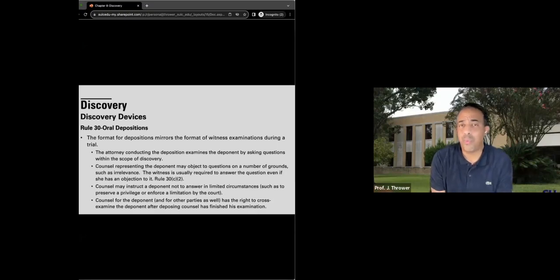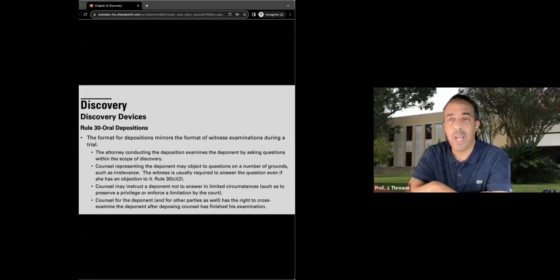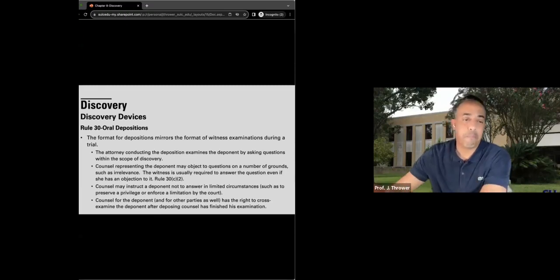If you have a situation where you have multiple parties in a suit, and each party is represented by his or her counsel at the deposition, then each lawyer will have an opportunity to ask questions of the deponent, or in this instance, cross-examine the deponent if they were not the notifying counsel.